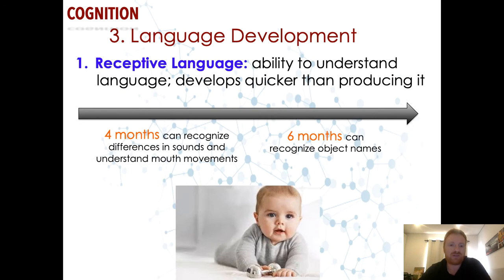So like most people learning a second language, babies are almost the same. We don't learn to speak first, we learn to understand first. And so that's called receptive language. We're receiving the language. And so this develops a lot quicker than our ability to produce the language. So we can see this with 4 month olds and 6 month olds. They already have these receptive language abilities developing, and pretty highly specialized as well.